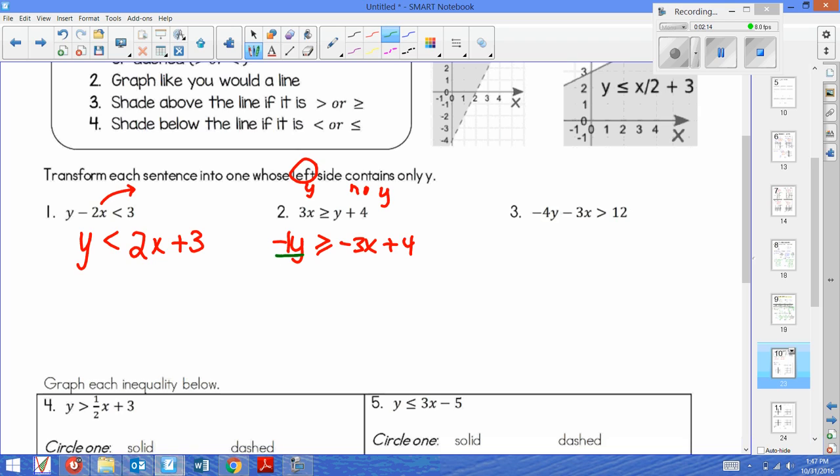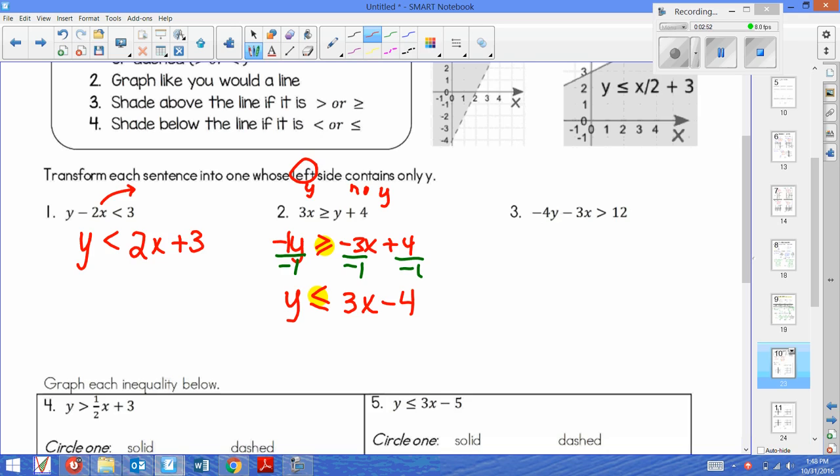Now it's actually a negative 1 in front of my y. So what I'm going to do is divide every single term by negative 1 because I need y alone. But remember, when solving inequalities, if I divide by a negative, the same rule applies even for inequalities with 2 variables. I need to flip my inequality symbol and change it to the other direction. So y is now less than or equal to 3x minus 4.